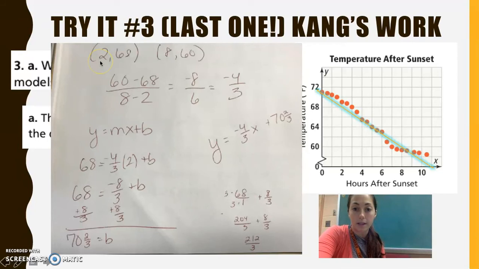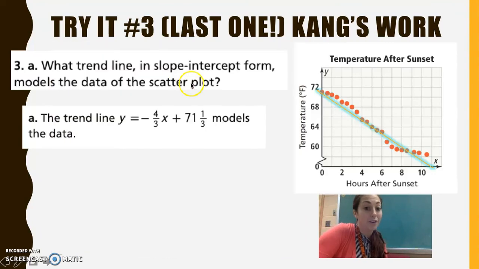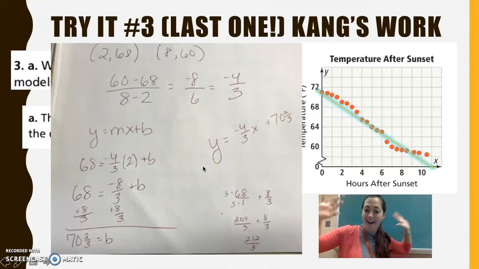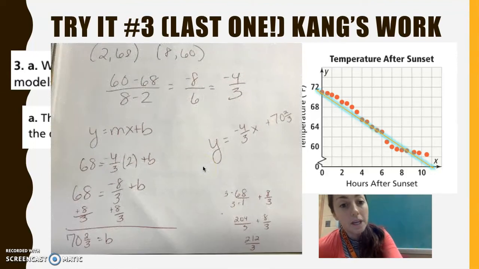I picked 2 points. The point that I saw, 2 and 68, plot that point. I went right through it here, and then 8 and 60, I went right through it there. Between those 2 points, I did the math. 60 minus 68 is negative 8. 8 minus 2 is 6. That reduced to negative 4/3, which is the same slope they got. So I was like, all right, winning. Then I plugged the point 2, 68 into the equation, and I got 70 and 2/3.